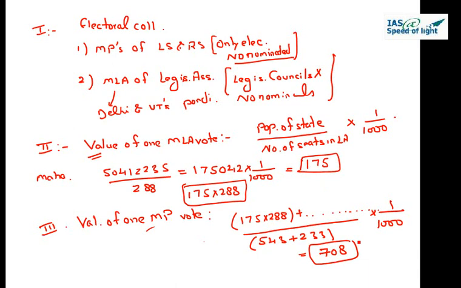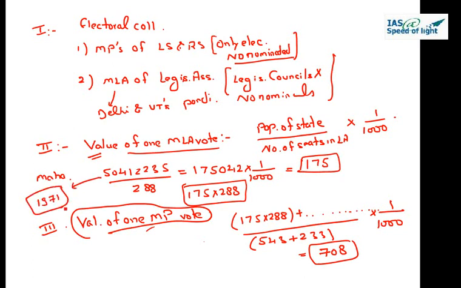Okay, so this is the value of one MLA vote, and this is the value of one MP, Member of Parliament, vote. And this population is based on the census of 1971, which is mentioned in the constitution. Like, the census has to be taken from 1971. Now comes the concept of preference vote. The fourth part, the preference vote.